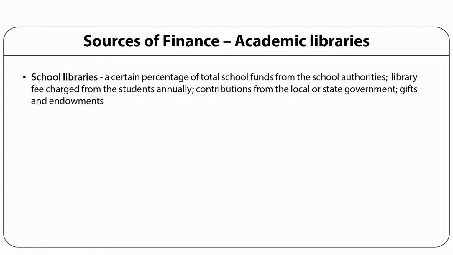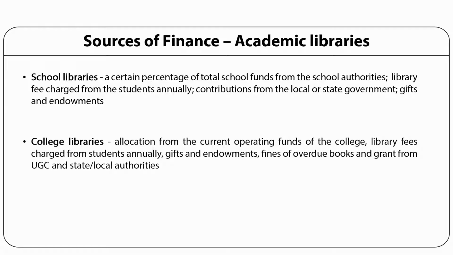Besides this, gifts and endowments to the school library are another source of finance. Now coming to college libraries. Firstly, allocation from current operating funds of the college. Library fees charged from students, which is an annual income for the college library. Then gifts and endowments, fines of overdue books, and grant from University Grants Commission and state or local authorities are some of the sources of finance for college libraries.